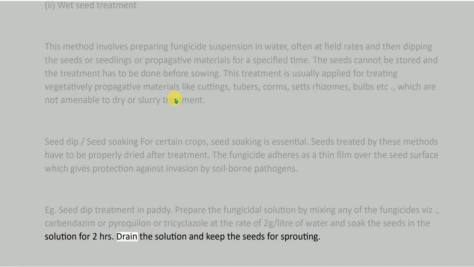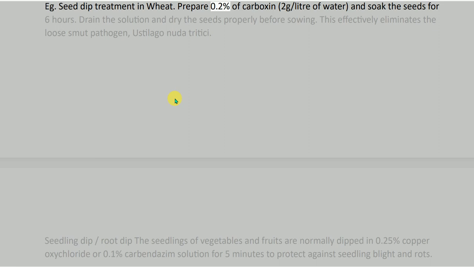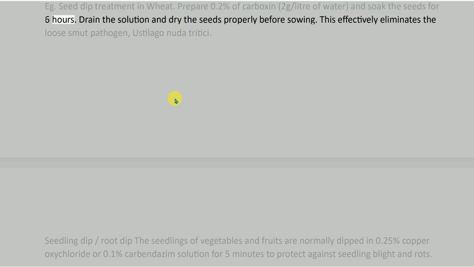E.g. seed dip treatment in wheat. Prepare 0.2% of carboxin, 2 g/liter of water, and soak the seeds for 6 hours. Drain the solution and dry the seeds properly before sowing. This effectively eliminates the loose smut pathogen, Ustilago nuda tritici.